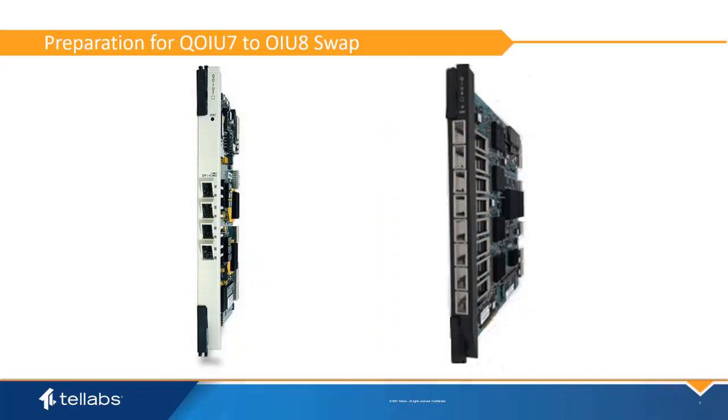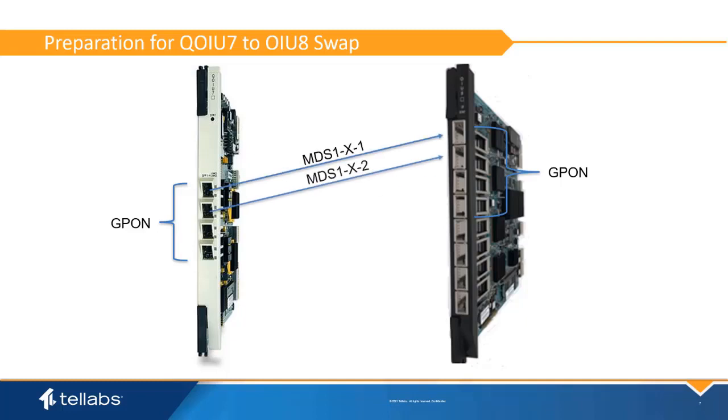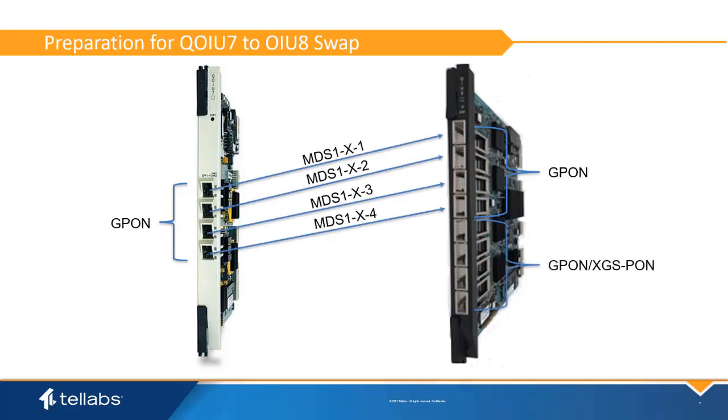After removal of the QOIU7 card and replacement with the OIU8 card, all GPON service should be maintained. The card will begin returning service after several minutes. The existing service will be placed onto the first 4 ports of the card, leaving 4 additional ports for GPON or XGS-PON service.